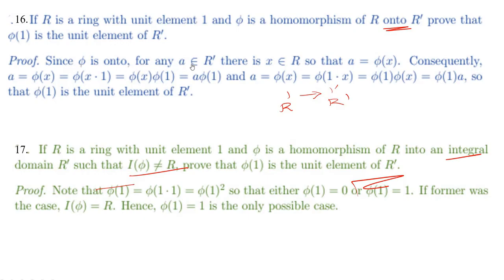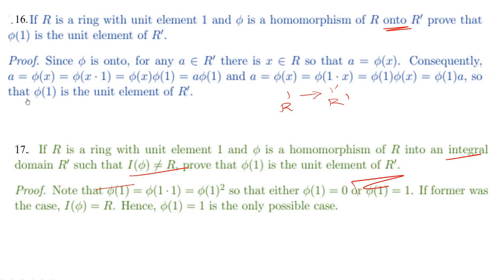Now, since phi is onto, for any a in R prime there is one x in R such that a can be written as phi of x. So when we consider a, that is phi of x, it is rewritten as phi of x into 1, because phi is a homomorphism. But phi of x is a, so you have a into phi of 1. In the same way, here we wrote x into 1, here 1 into x. So phi of 1 into x, so phi of 1 a. So we have a into phi of 1 equal to a, equal to phi of 1 a.